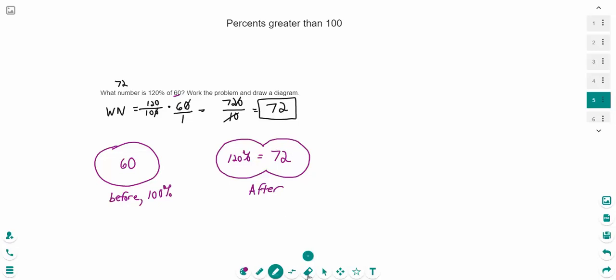I suppose if we wanted to be consistent here, before I was writing my percentages second, you can do it either way, but maybe just keeping consistent. This would be 120% over here. This is 72 over here. So 72 is equal to 120%.